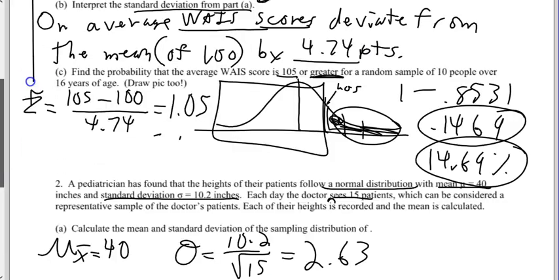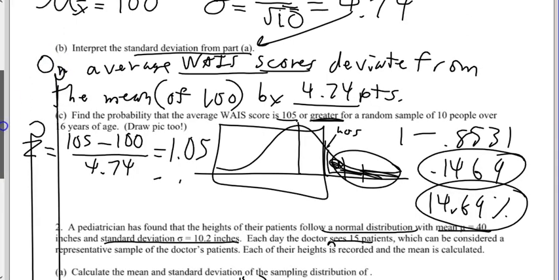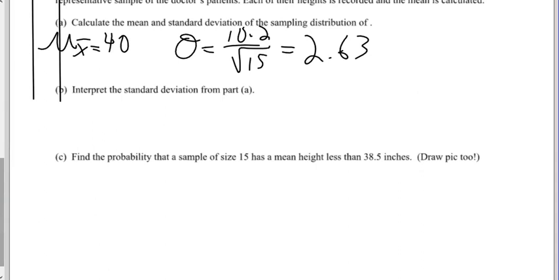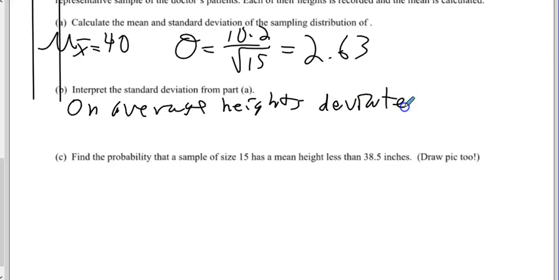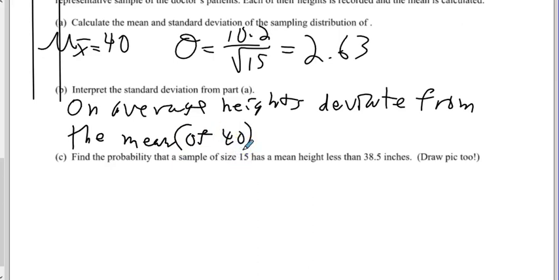Interpret it. Well, what do we say? We say on average. I love this word. On average. So always start with that. On average, heights of patients. You don't have to be as wordy as you want to be, but heights is enough. Heights deviate from the mean of 40 inches by 2.63 inches. And that's it. That's all we write. Very simple sentence: on average, blankety blank deviates from the mean by blankety blank.